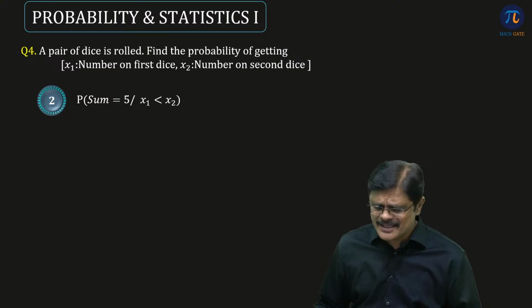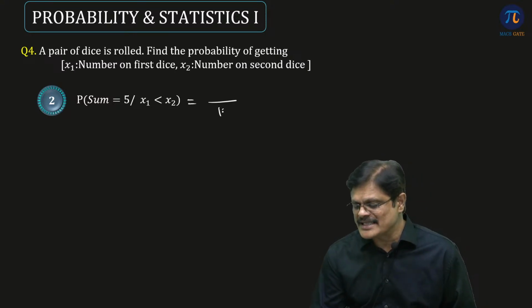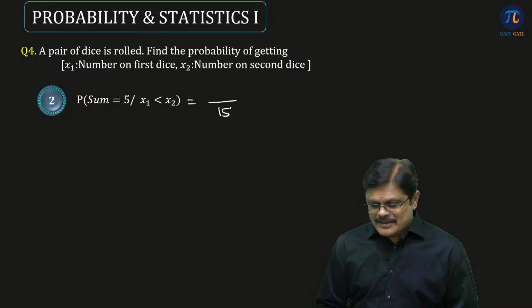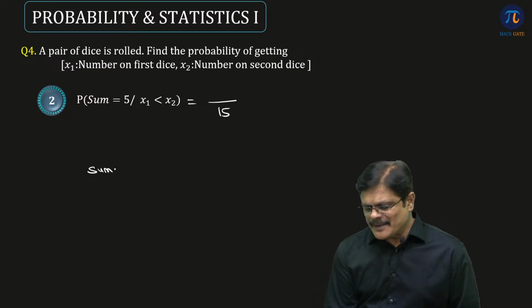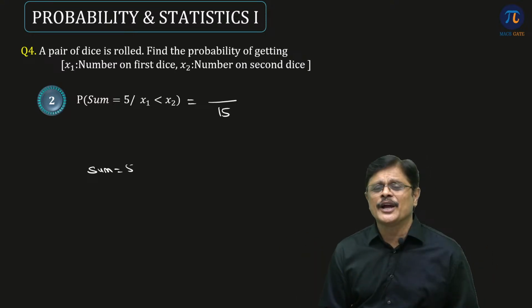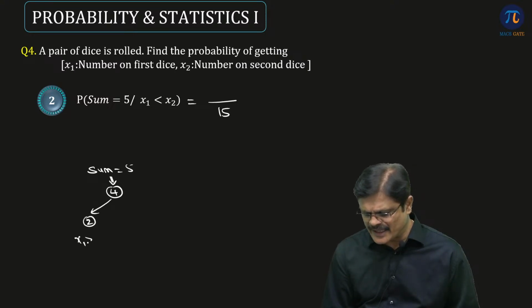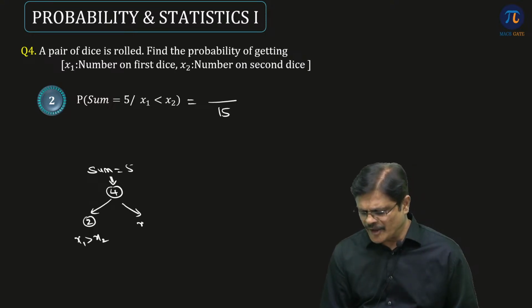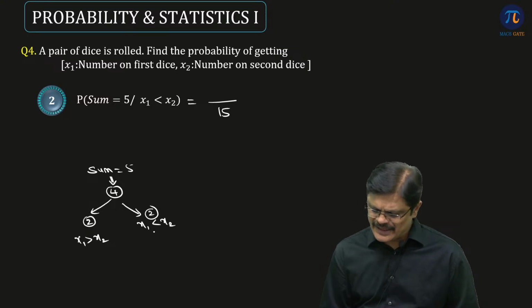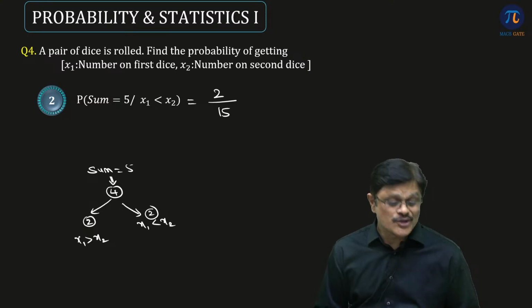You can generalize this. Same here, x1 less than x2 happened, that is 15 cases happened. Sum equal to 5. Normally for sum equal to 5, when two dice are rolled, how many cases are favorable, sir? Normally 4 cases are favorable, out of which 2 are favorable for x1 greater than x2 and 2 are favorable for x1 less than x2. So we want x1 less than x2, how many are favorable? 2 cases favorable out of 15. So directly you can answer.